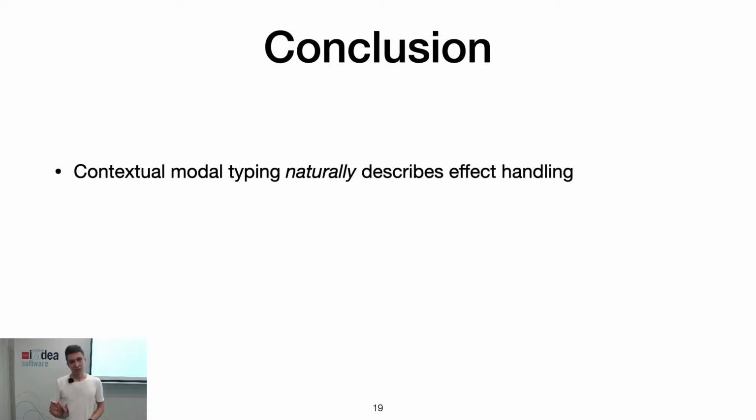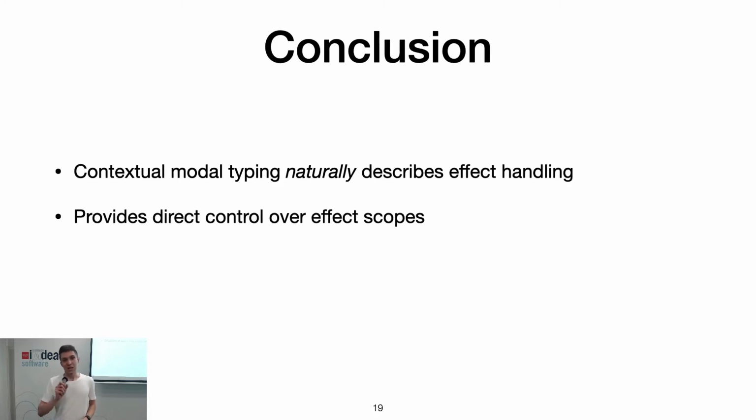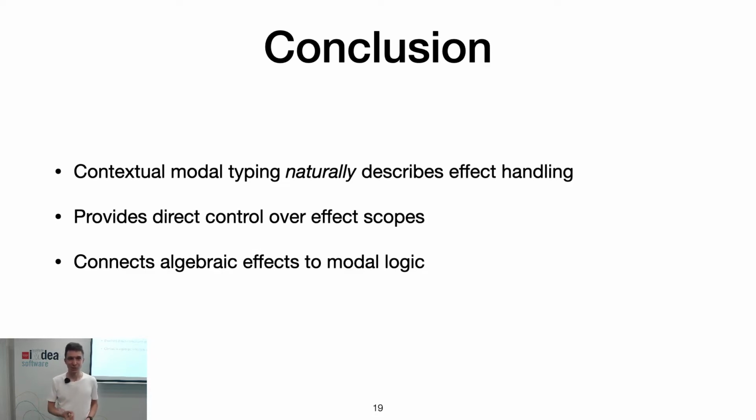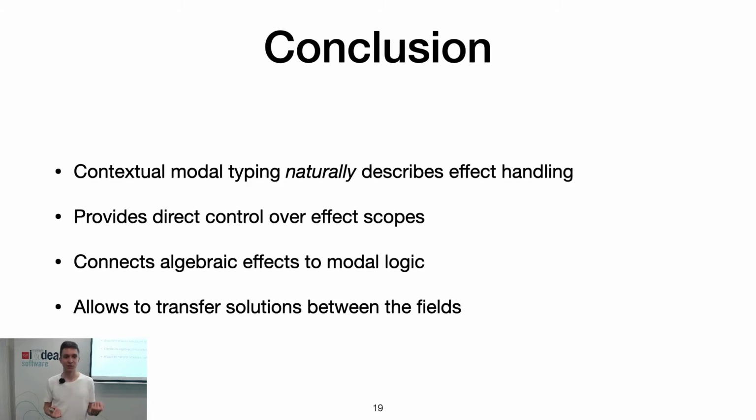So let me conclude for now and talk about what we actually achieved in this work. We found out that contextual modal typing is a natural fit for systems with algebraic effects, that it naturally describes handling, that handling is a manipulation with contextual modal types. Contextual modal types provide for us a direct control over effect scopes and effect annotations. They connect algebraic effects to modal logic, which potentially allows us to transfer results between the two fields.